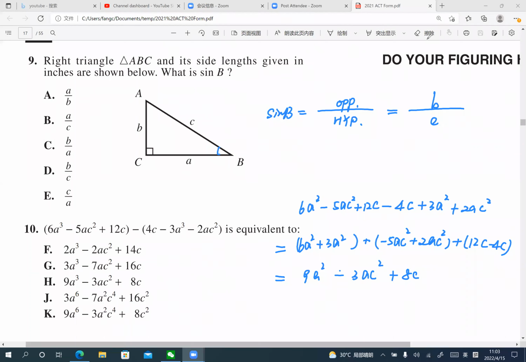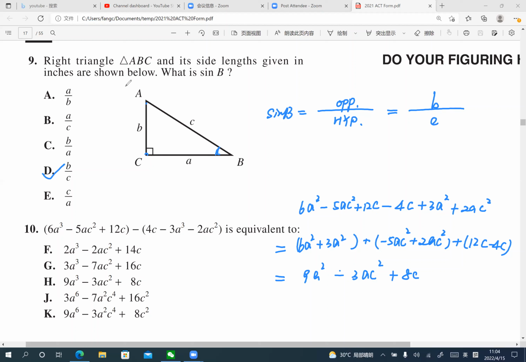Question 9. Right triangle ABC and its side lengths given in inches are shown below. What is sine B? Sine B equals the opposite side divided by hypotenuse. The opposite side of angle B is AC, which is equal to B. And then the hypotenuse is C, so sine B equals B over C. So we should choose option D.